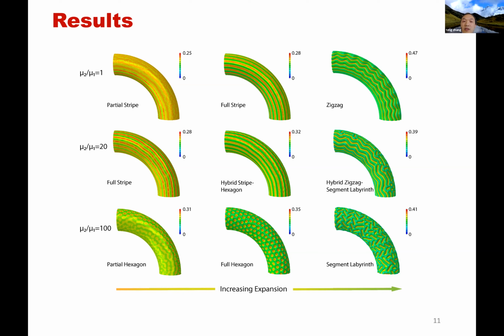And you can see that we have very rich phenomena. Here I want to highlight the bottom: when your core is very stiff, you see the hexagonal pattern emerge at the outer surface, then propagate into the inner surface. I will highlight these results in the next few slides.